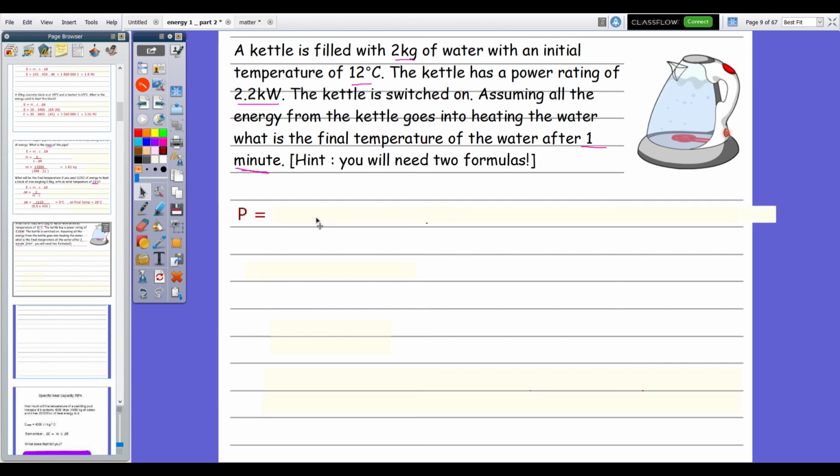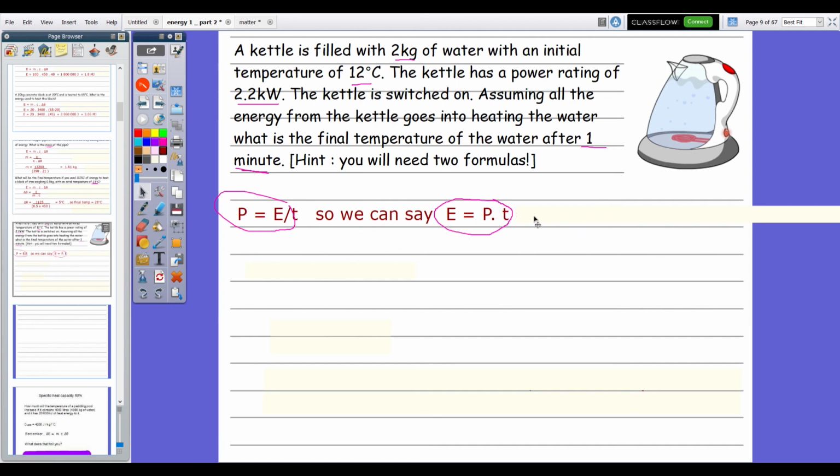And that formula is this one. Power is energy divided by time. We can rearrange that to get energy equals power times time. Whichever way you remember that is fine. I'm happy if you write down E equals PT or P equals E over T. But this is the format we're going to need now.